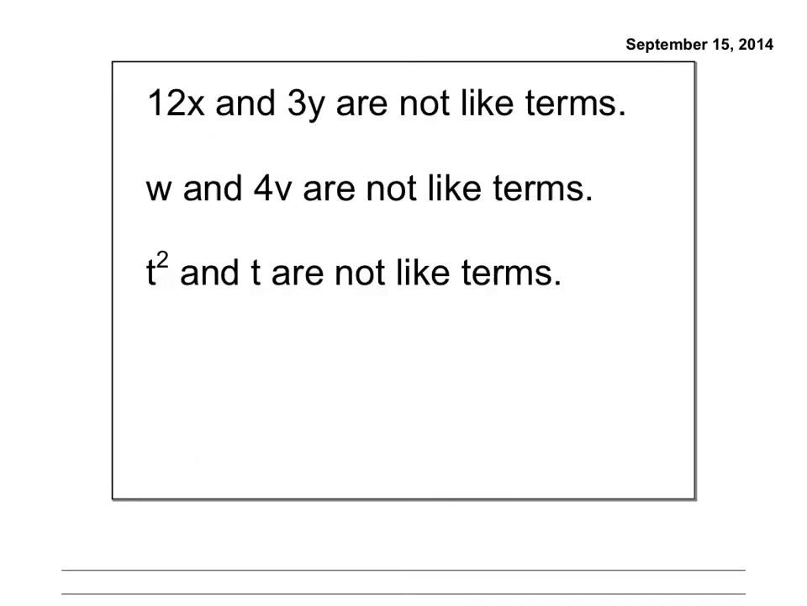Now 12x and 3y are not like terms because the x is different from the y. So you cannot combine those in any way because they're different terms, okay? w and 4v are not like terms. Now this one can sometimes be confusing, but you got to remember they have to be exactly alike. So t squared and t are not like terms. One of them is t squared, the other one is t.